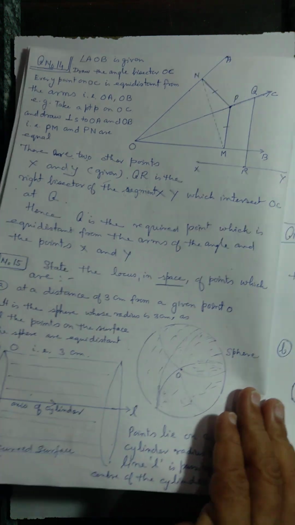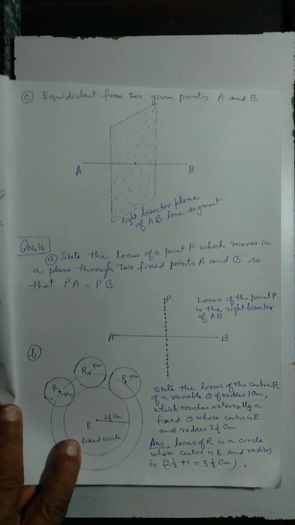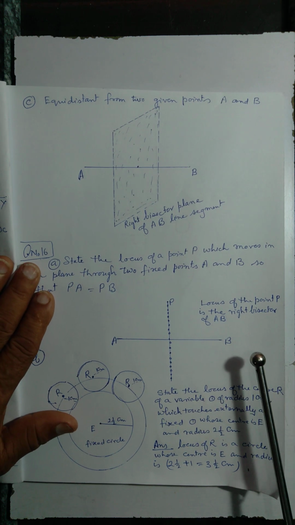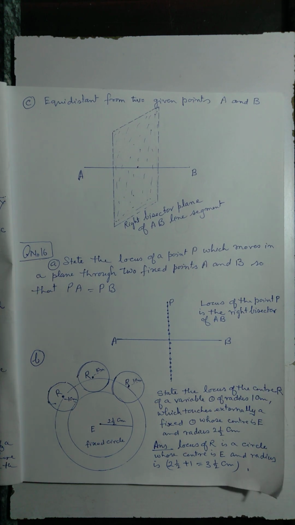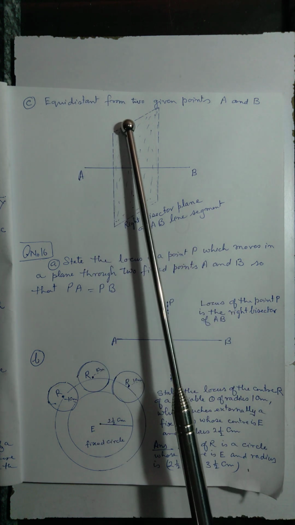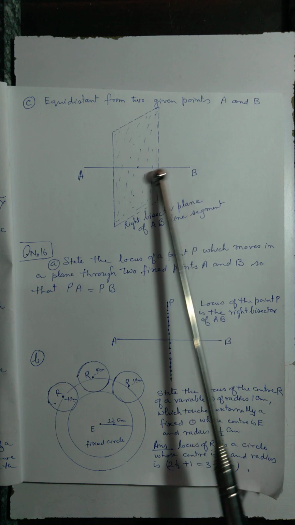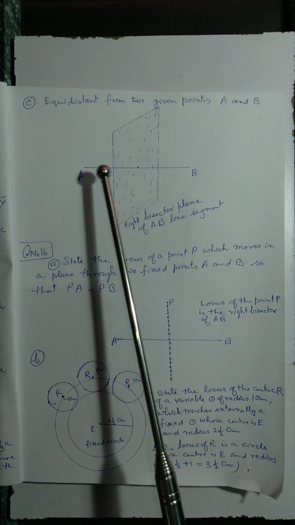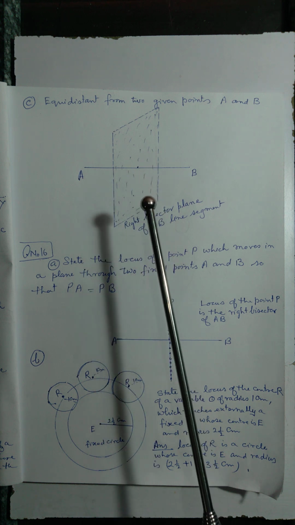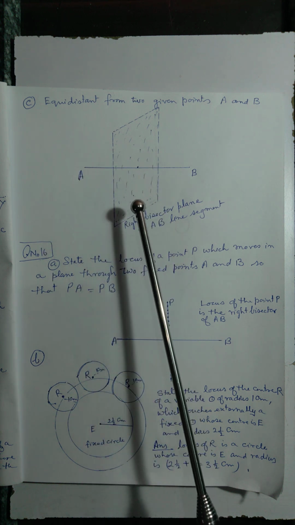Now come to the C part of it. Equidistant from two given points A and B. We have to find the points in space. Equidistant from two given points A and B. A and B are given. So we have to find the points which are equidistant in space, especially I am telling.